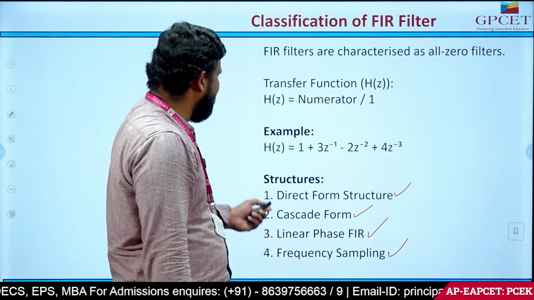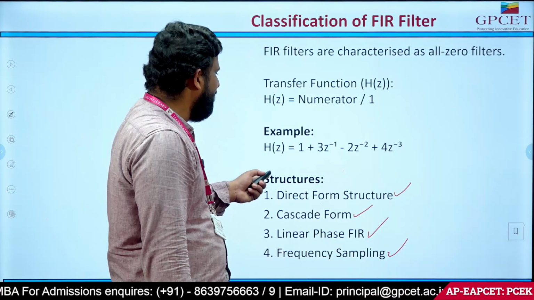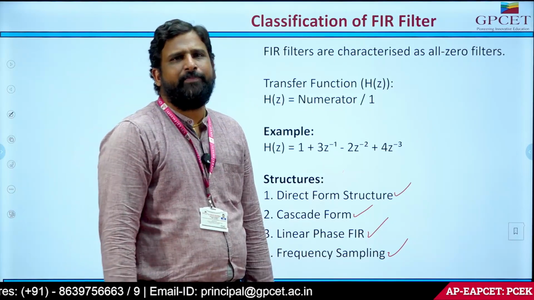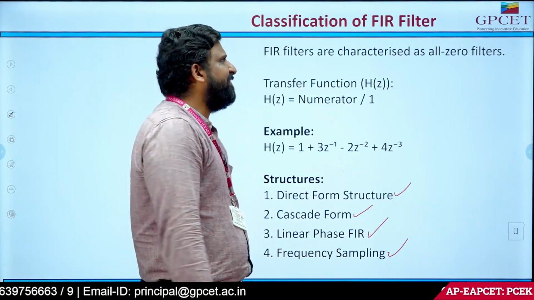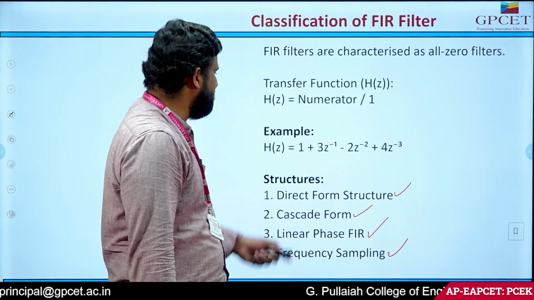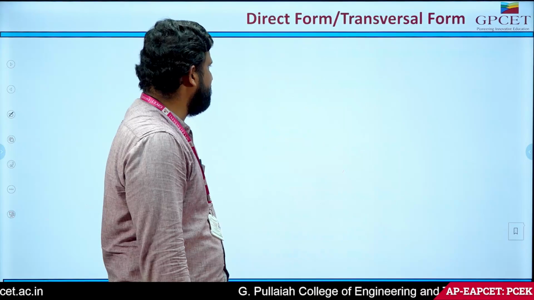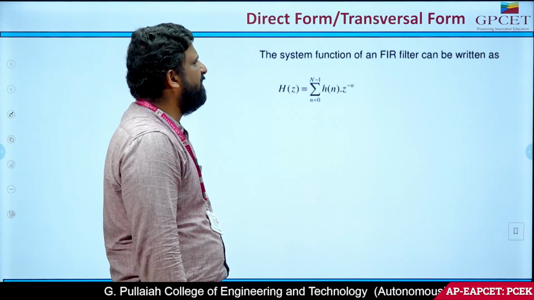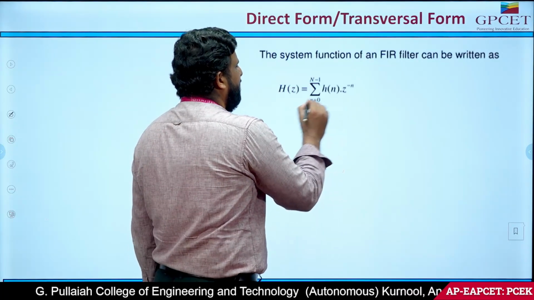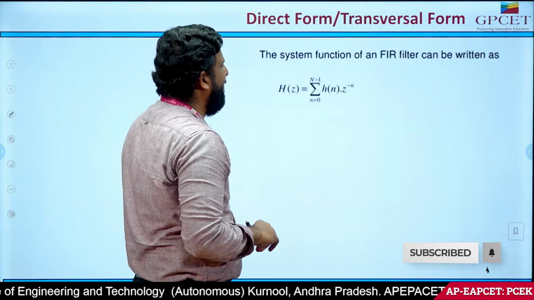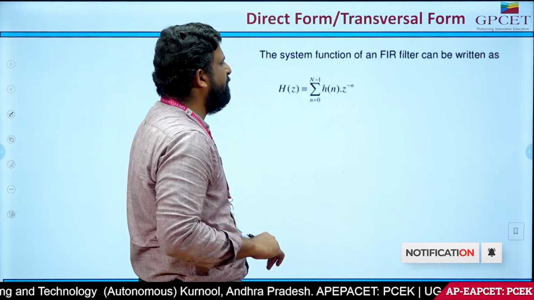Fine. In this lecture, we will discuss the direct form structure and cascade form structure, with one simple example of how these FIR filters are realized with the help of these two structures. So we'll start with the direct form structure. What it says: the system function of an FIR filter, we know the equation of the FIR filter, that is H of z is equal to the summation from n equal to 0 to N minus 1 of h of n z power minus n.